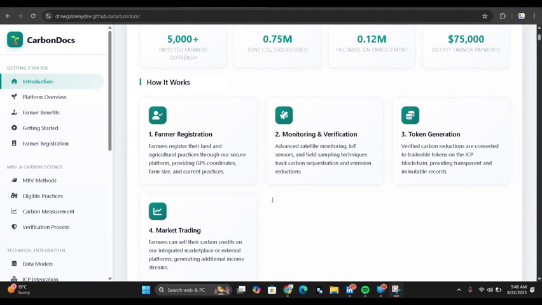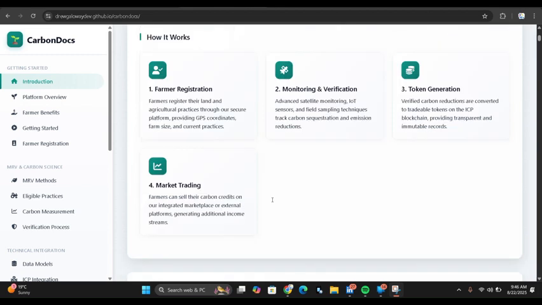Looking at the token generation, the tradable carbon credits are going to be tokenized on ICP. Then the market trading will be done externally on other platforms like Binance and other blockchain-powered platforms.